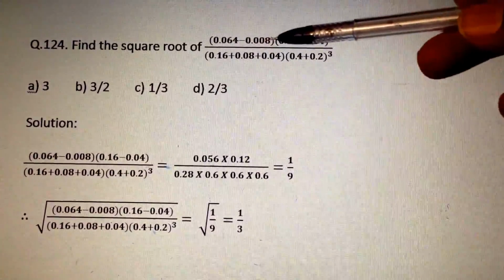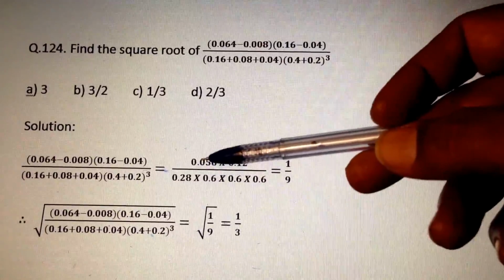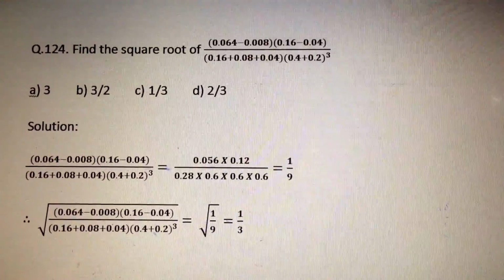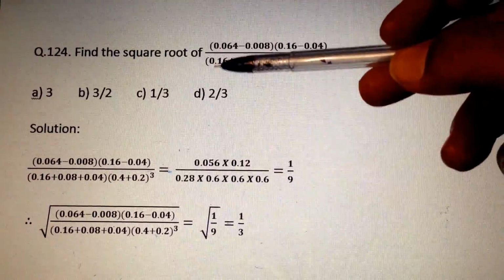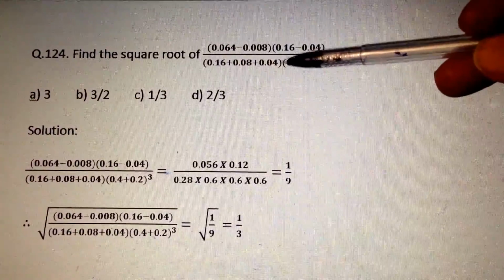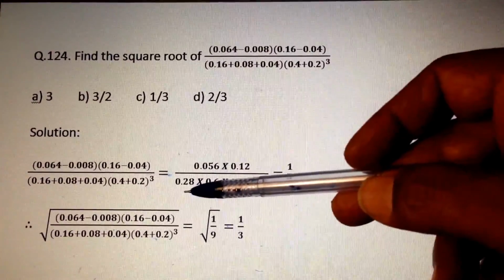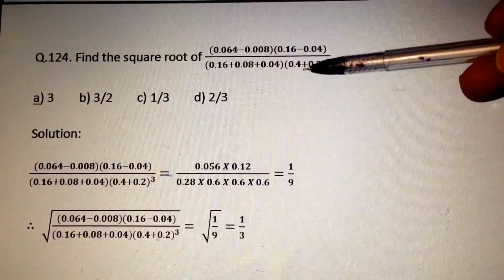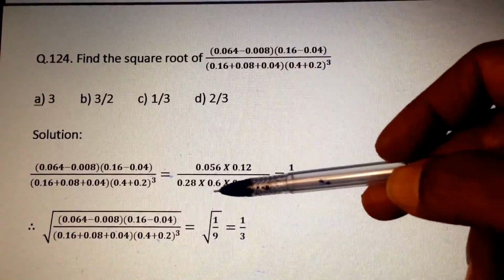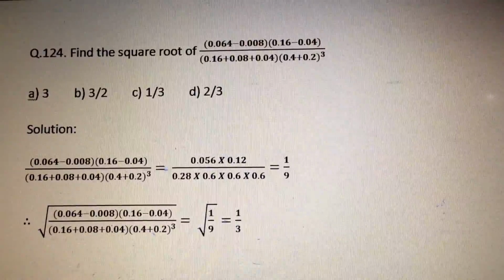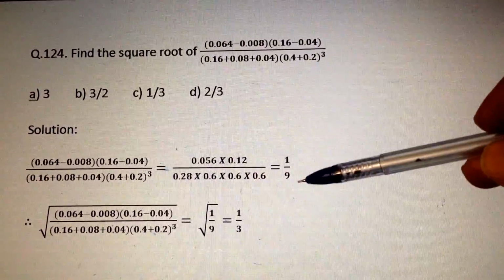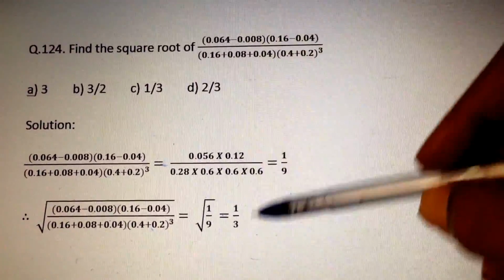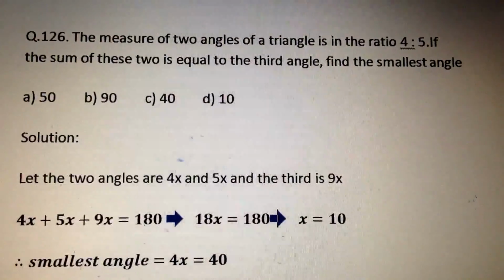0.064 minus 0.008 is equal to 0.056 and 0.16 minus 0.04 is equal to 0.12 and 0.16 plus 0.08 plus 0.04 is equal to 0.28 and 0.4 plus 0.2 is equal to 0.6. 0.6 whole cube is equal to 0.6 into 0.6 into 0.6. So the entire equation is equal to 1 by 9. Therefore, square root of this entire equation is equal to square root of 1 by 9, which is equal to 1 by 3.